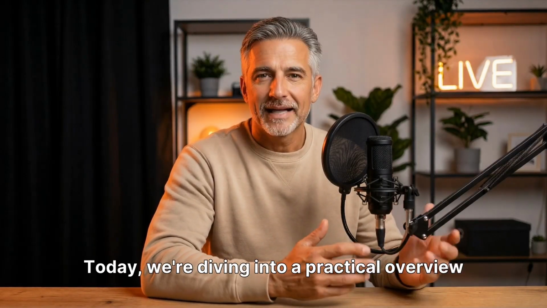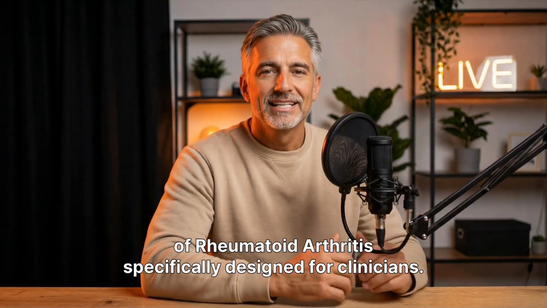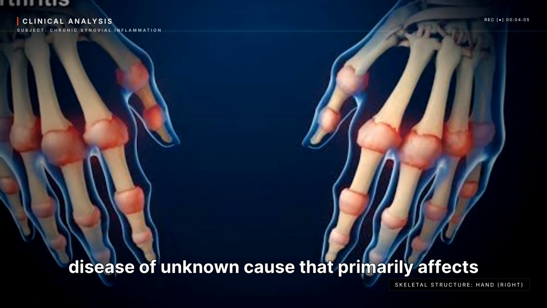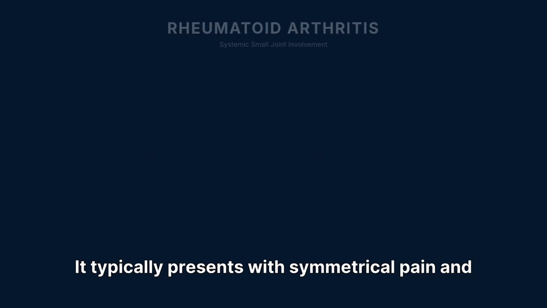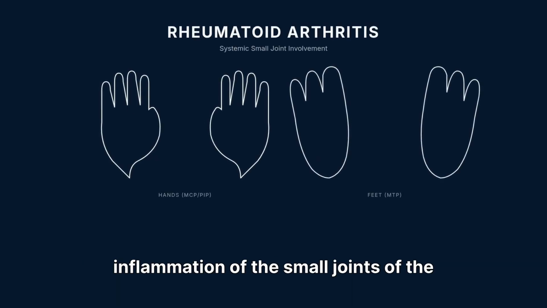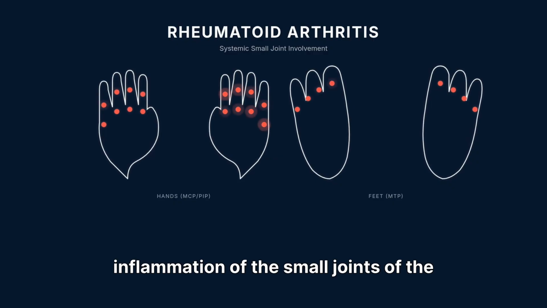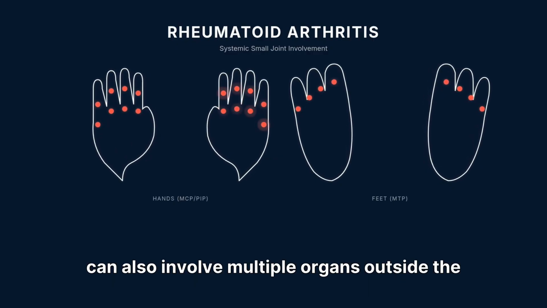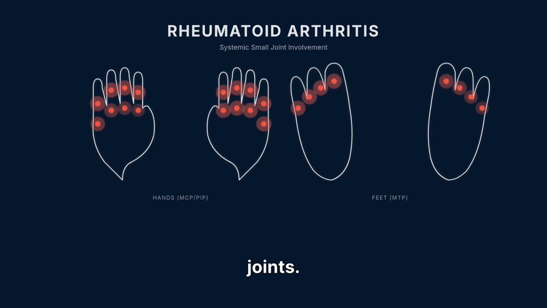Today we're diving into a practical overview of rheumatoid arthritis, specifically designed for clinicians. Rheumatoid arthritis is a chronic systemic autoimmune disease of unknown cause that primarily affects the joints. It typically presents with symmetrical pain and inflammation of the small joints of the hands and feet. Because it is a systemic disease, it can also involve multiple organs outside the joints.